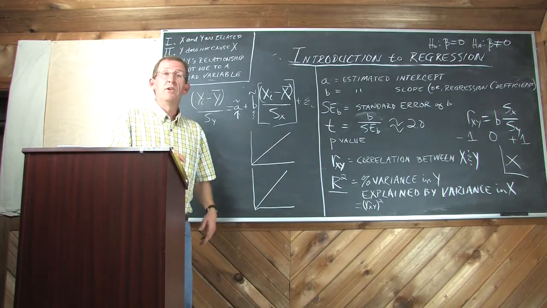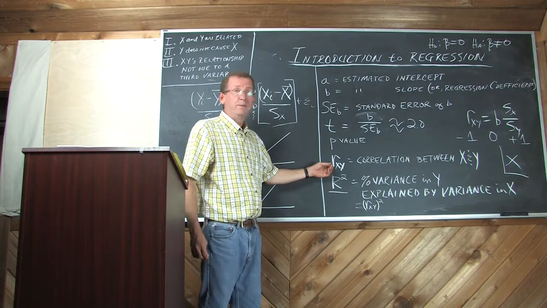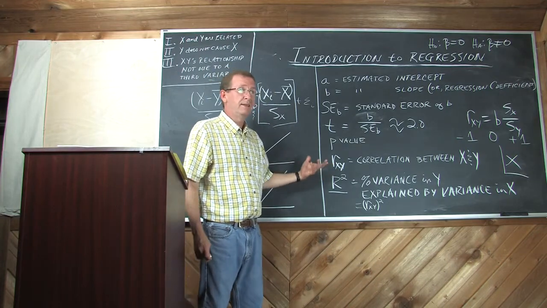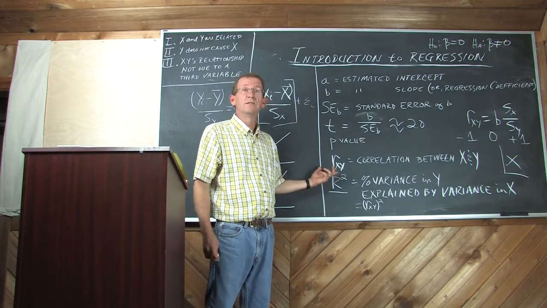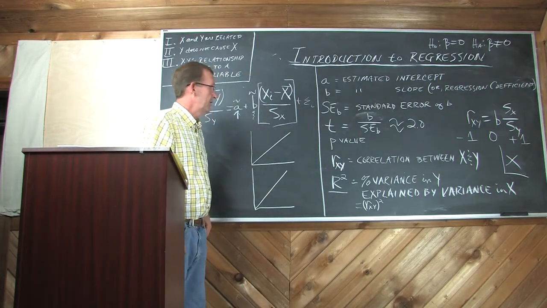I should say his name. Karl Pearson is the statistician responsible for developing the correlation coefficient. And I say his name because sometimes this is called Pearson's r. Write that down. Pearson's r, the correlation coefficient.